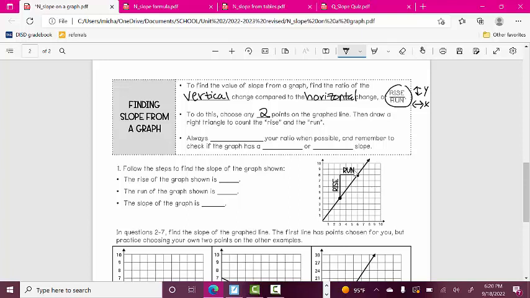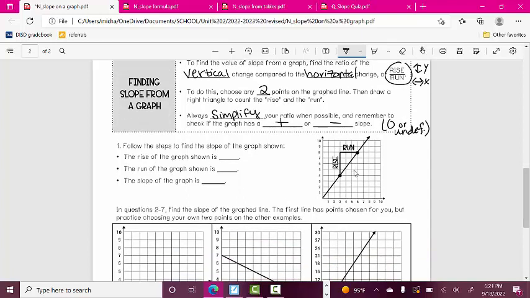We're always going to simplify the ratio when possible. And remember to check if the slope is positive or negative, or 0 or undefined.